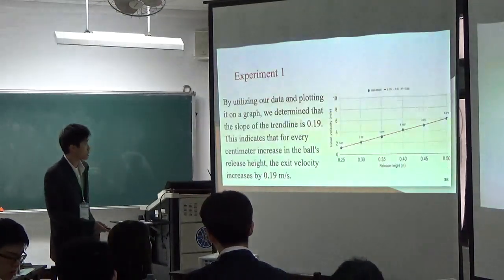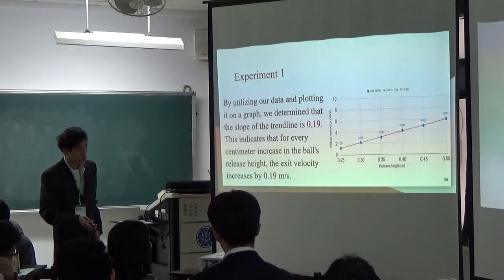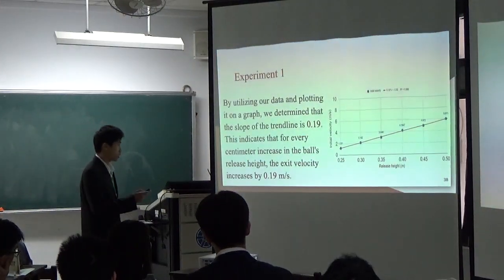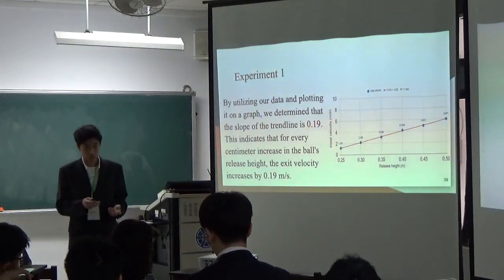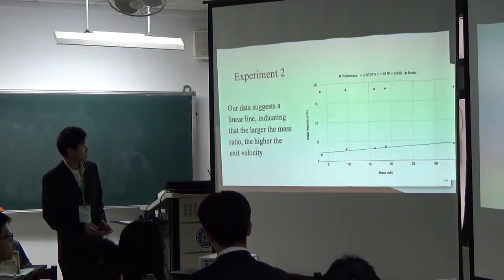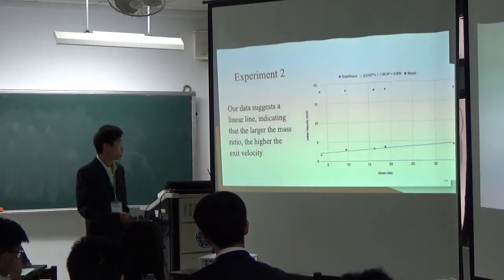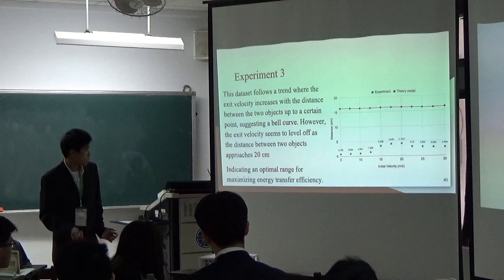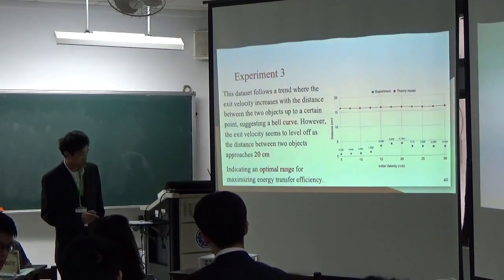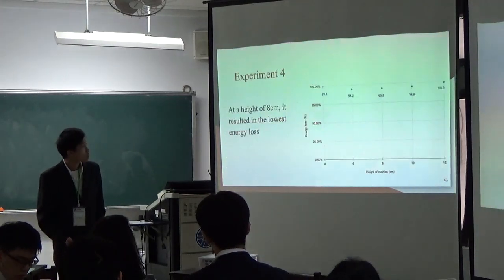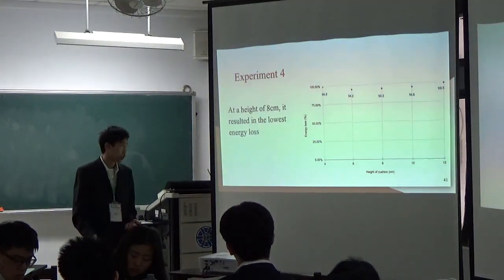And now our analysis of our data. For experiment 1, after we plotted our dots, we marked the trend line, with an R squared equal to 0.99. What we got is that for every centimeter we increase in the release height, the exit velocity increases by 0.19 meters per second. In experiment 2, our data also suggests a linear line, which indicates that the higher the mass ratio, the higher the exit velocity. For experiment 3, it shows a bell curve, and the optimal range is around 20 centimeters. For experiment 4, a cushion height of 8 centimeters resulted in the lowest energy loss.